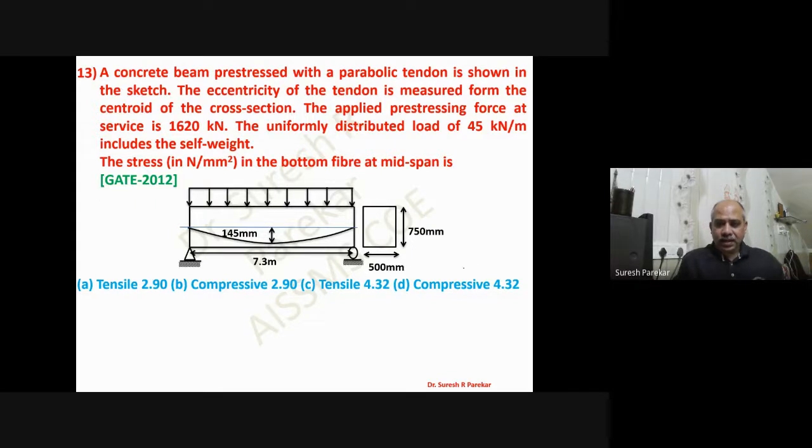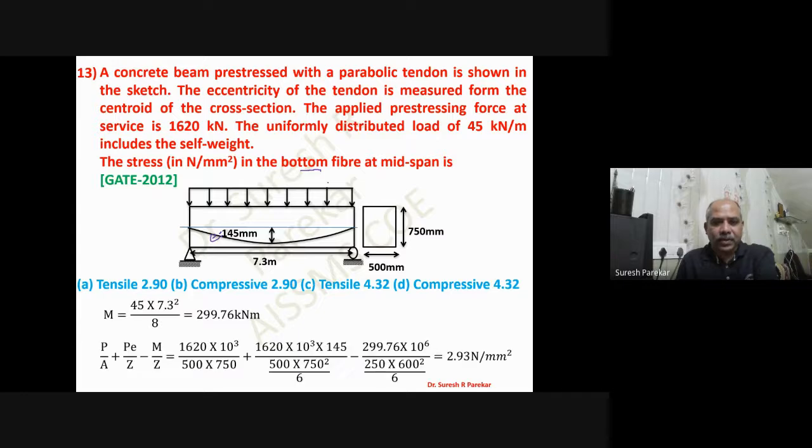Then in this one, the dimensions are given, and the value of e is also given over here. We have to find the stress in the bottom fiber at mid span, so P by A plus P by Z. First we find M as WL square by 8, and by this we get P by A plus P by Z minus M by Z, and the value we got is 2.93. It is positive, so that means this is compression. So we have option B.